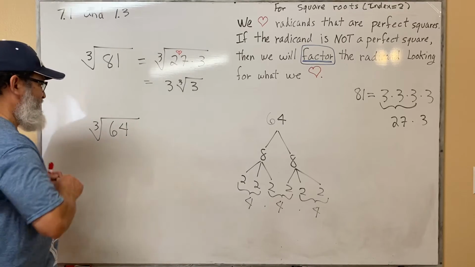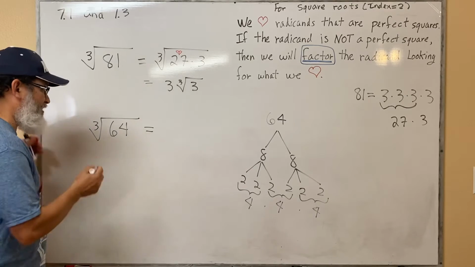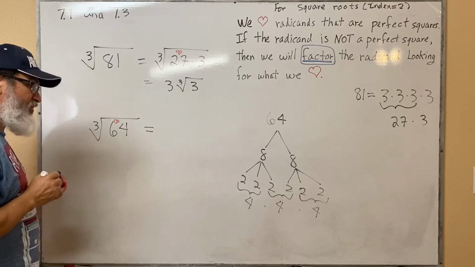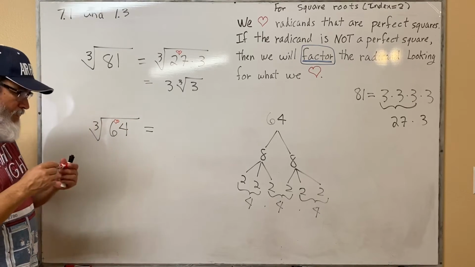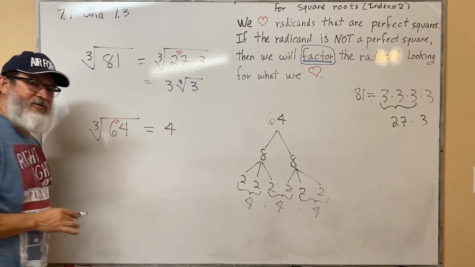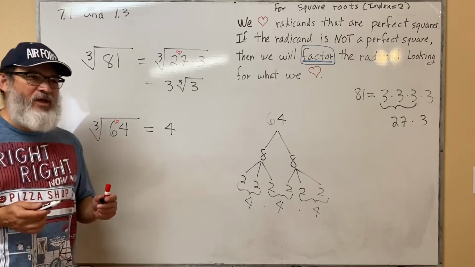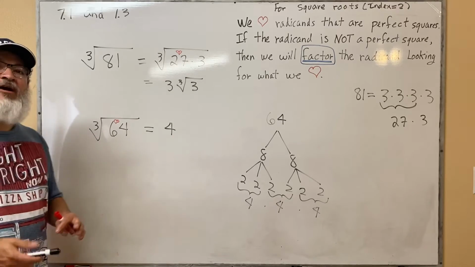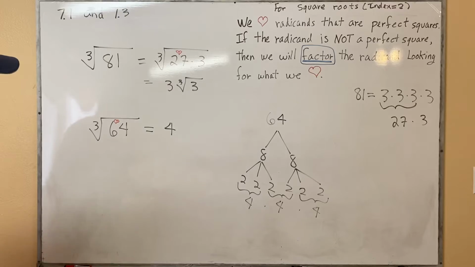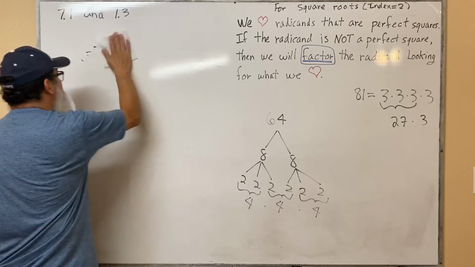Nice. I do love it after all, okay? I'm sorry. I thought I didn't, but I do. Put a heart there. It's a perfect cube. It's 4 times 4 times 4. So what is the cube root of 64? 4. Okay? This is the way we simplify radicals.